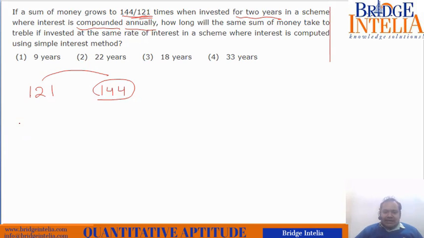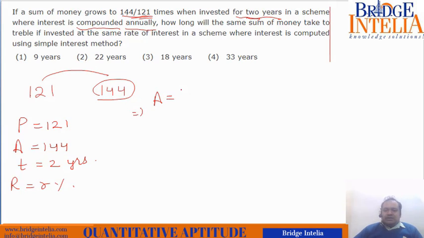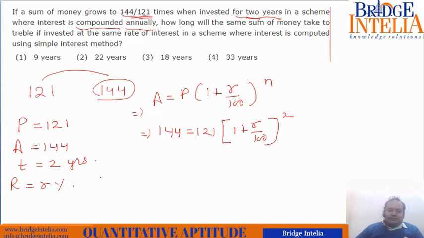So based on these dummy values, first let us try to find out the rate. So now you can say that principal is equal to 121, amount is equal to 144, time is equal to 2 years. We don't know what rate is. So let's first find out the rate. So amount is equal to P into 1 plus R by 100 to the power N. We know everything except R. So let's substitute the values. 144 is equal to 121 into 1 plus R by 100 to the power 2.